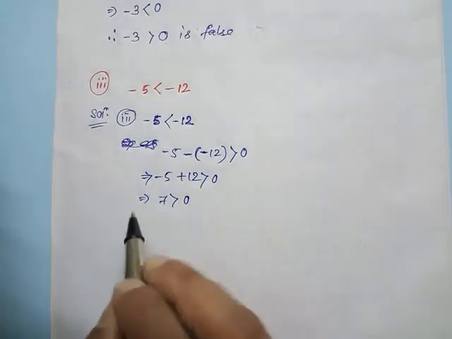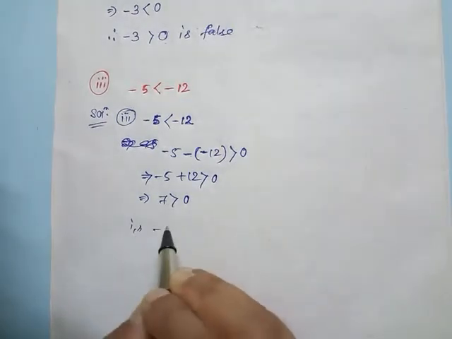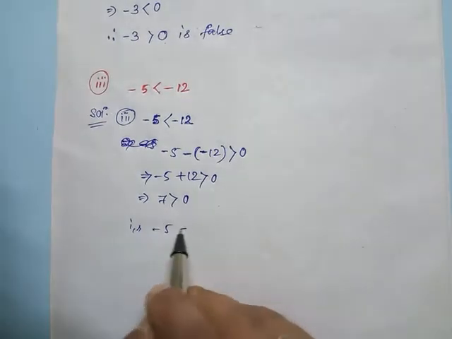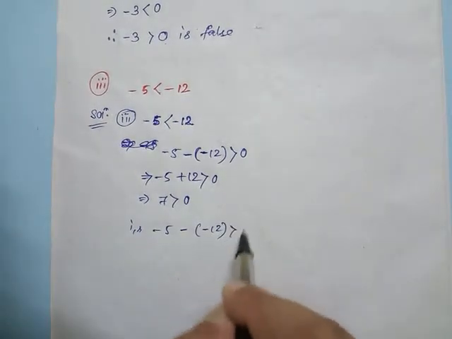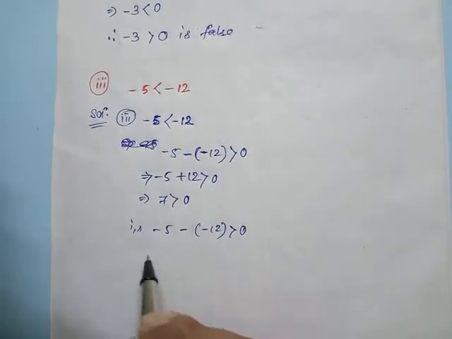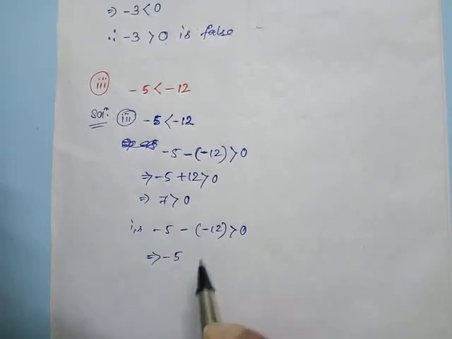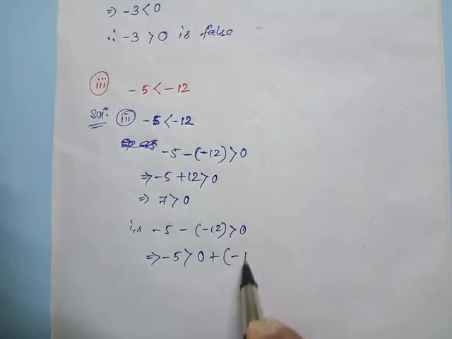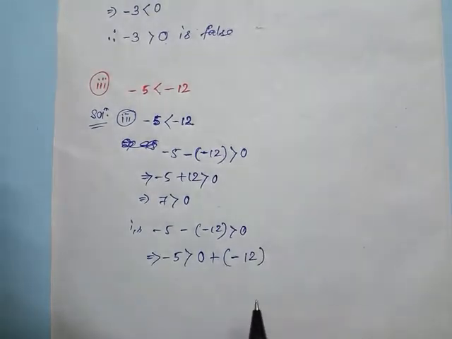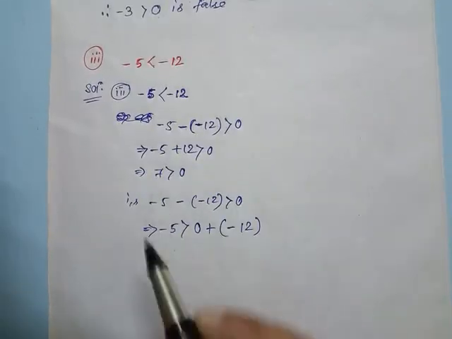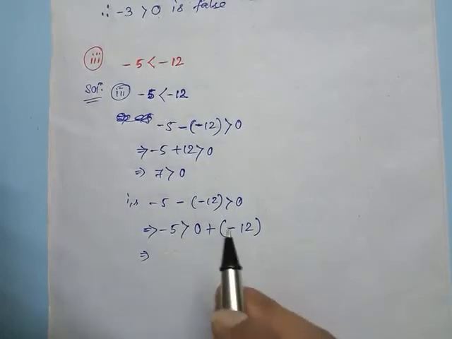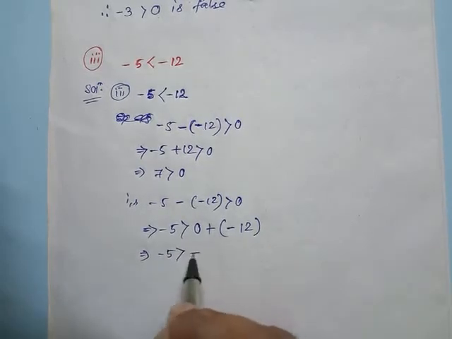Now in our next step, student, we can write that is minus 5 then minus 12 bigger than 0. So in the next step, if we write 5 and take this value on that side, it becomes 0 plus, and here it is minus 12. Now student, after that, here we can say that minus 5 is bigger than minus 12.